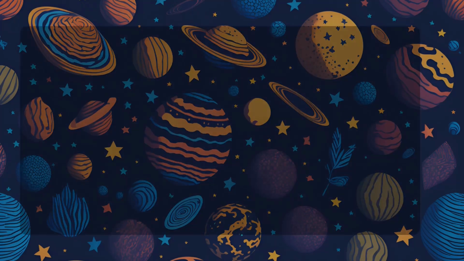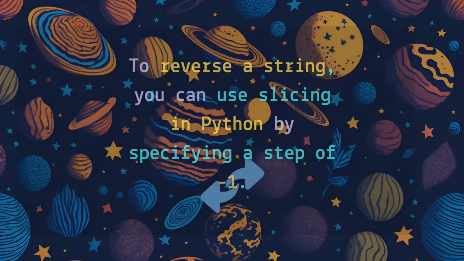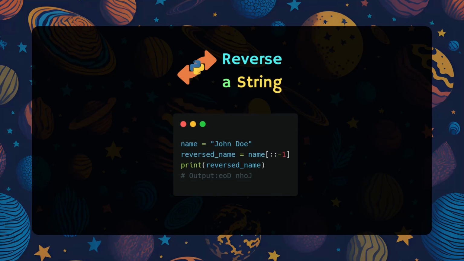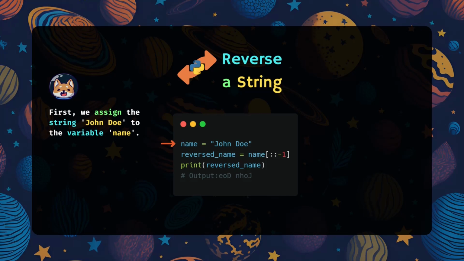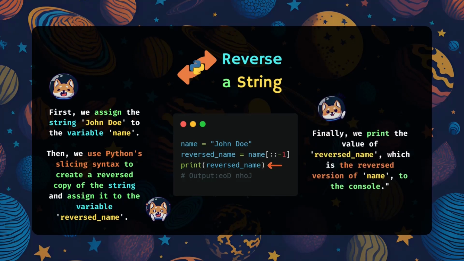To reverse a string, you can use slicing in Python by specifying a step of -1. Here's an example of how to reverse the name string variable. Assign the string John Doe to the variable name. Create a new variable called reversed_name that is equal to name reversed. Finally, print the value of reversed_name.